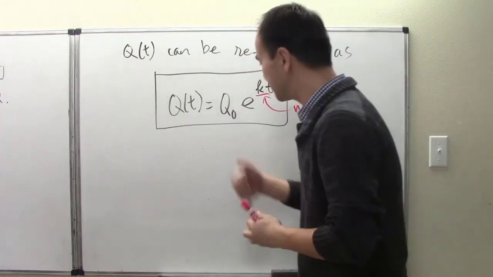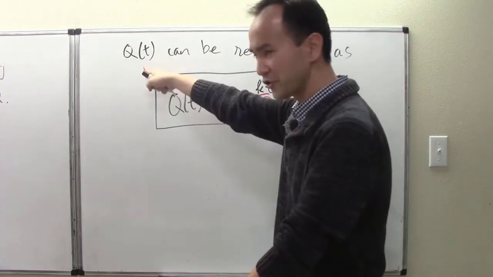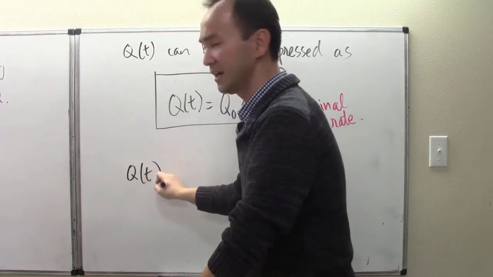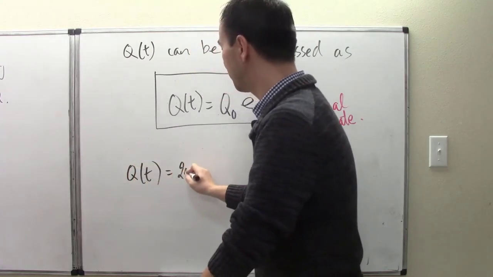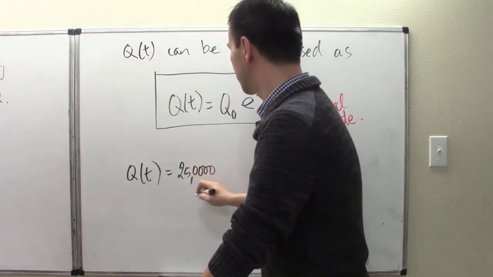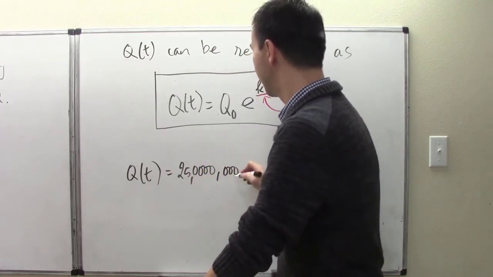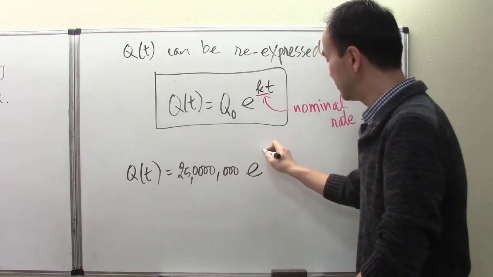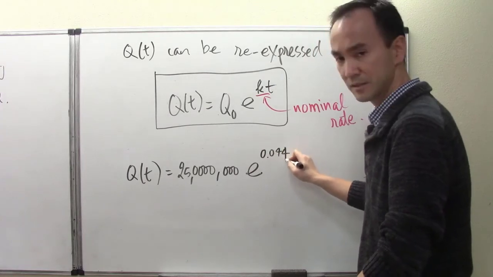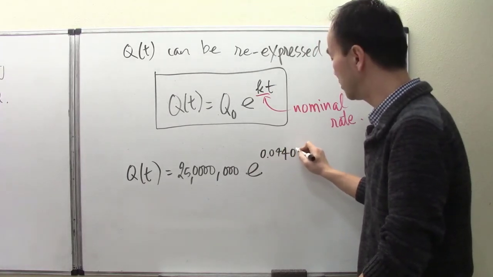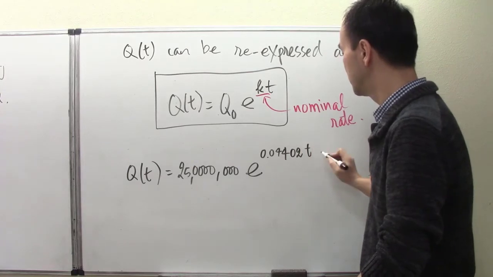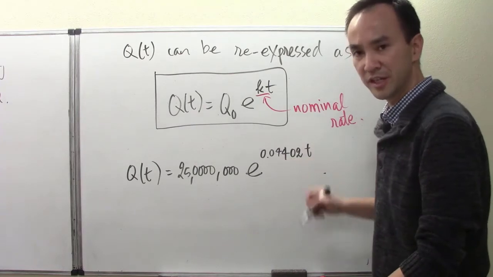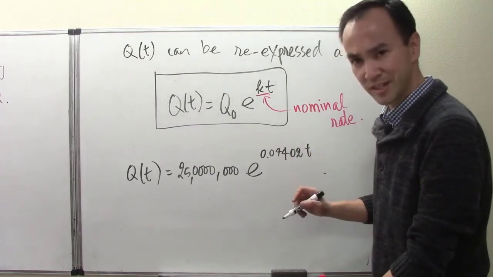All right, so now our function Q of t, the same function Q of t, but now it can be written in base e as follows: 25 million times e to the 0.04402 t. Yeah. That's how I'm seeing it. So now you can see that.